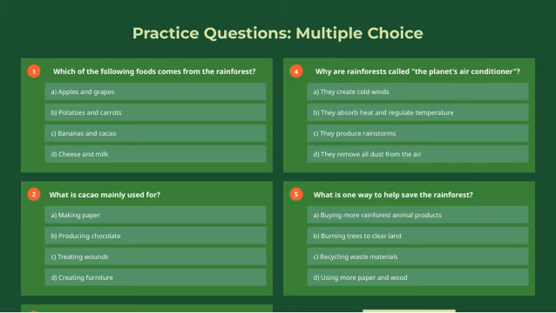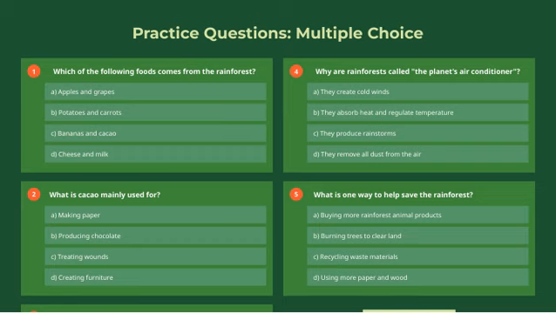First, which of the following foods comes from the rainforest? Is it apples and grapes? No, those come from temperate regions. Potatoes and carrots, again, not rainforest products. The correct answer is bananas and cacao. Bananas are a staple fruit, and cacao is what we use to make chocolate.